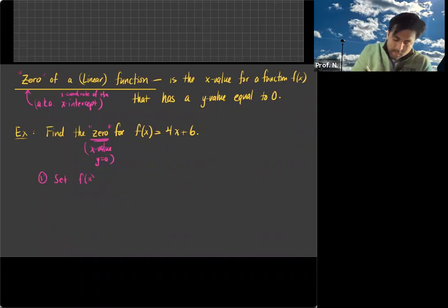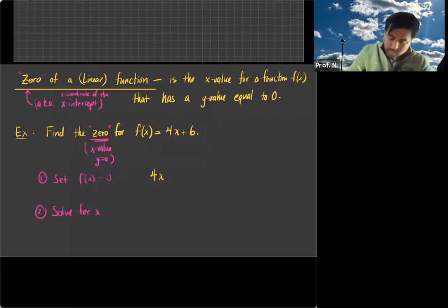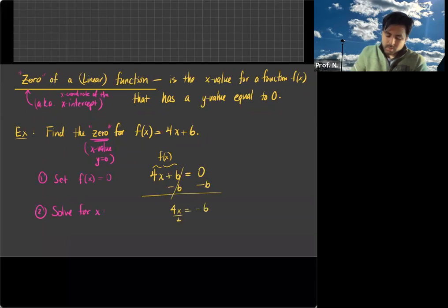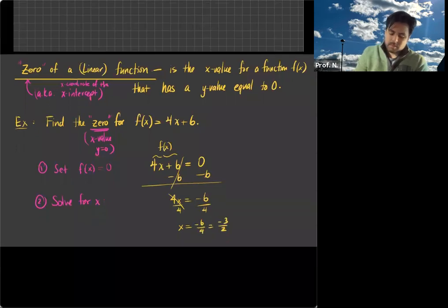f of x equal to 0. And then secondly, I want to solve for x. So I'm going to say this. 4x plus 6, that's f of x, right? This here is what f of x equals. This equals 0. Solve for x. Subtract 6, subtract 6. 4x equals negative 6. Divide by 4, divided by 4. So x equals negative 6 over 4, which reduces to negative 3 halves.